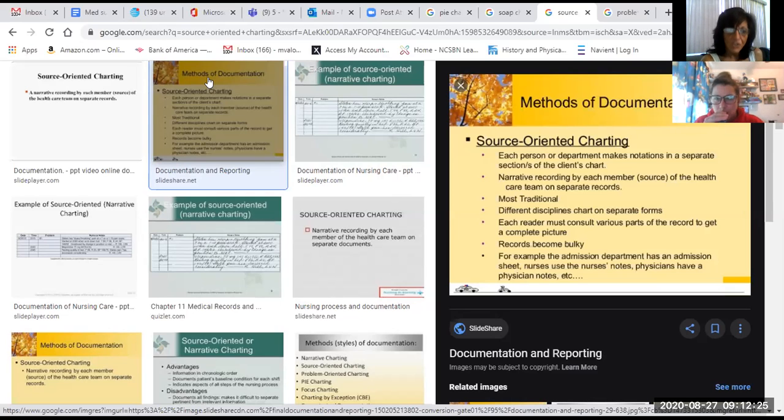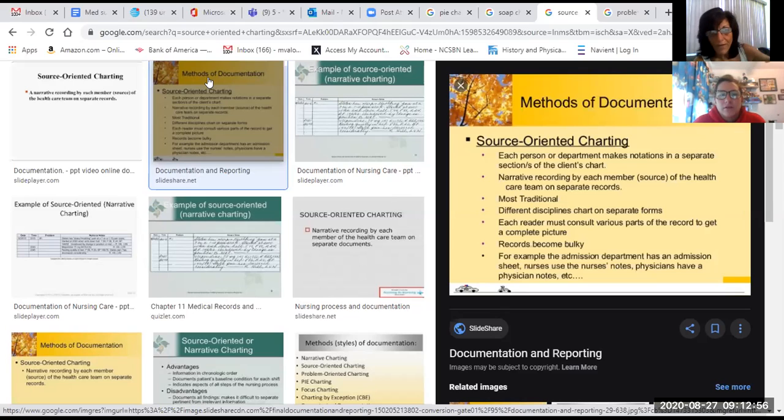But with source-oriented charting, sometimes in charts you will see physicians' progress notes. They write their notes. Nursing notes. You guys write your notes, right? So it just means that it's a narrative and it's based on the patient and that particular healthcare provider. That's all. And you're still documenting the same stuff. What you document never changes. Right. It never changes.